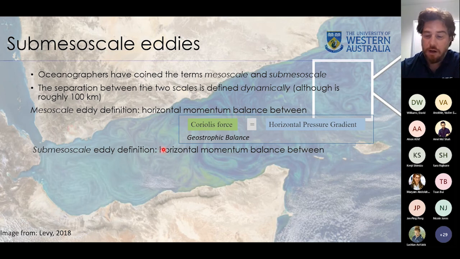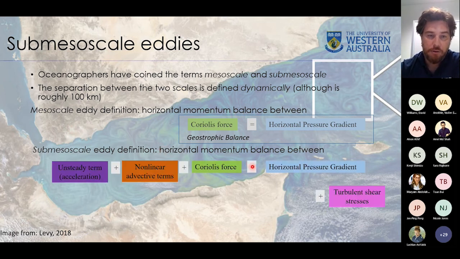Submesoscale eddies are a lot more complicated, and the momentum balance is in between. The horizontal momentum balance is between more of the terms in the equation. So you now have these nonlinear advective terms, unsteady terms, and also it's becoming apparent that the turbulent shear stress processes have a leading order effect on the evolution of some of these finer scale eddies.